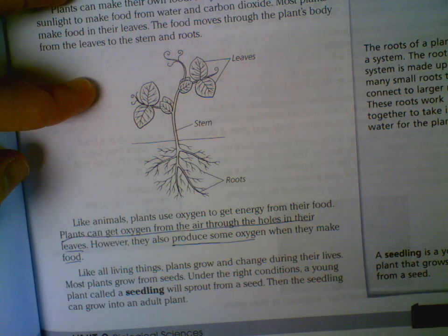Most plants grow from seeds. Under the right conditions, a young plant called a seedling will sprout from a seed. Then the seedling can grow into an adult plant.